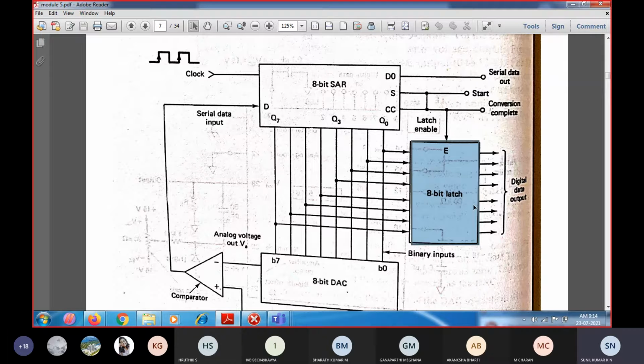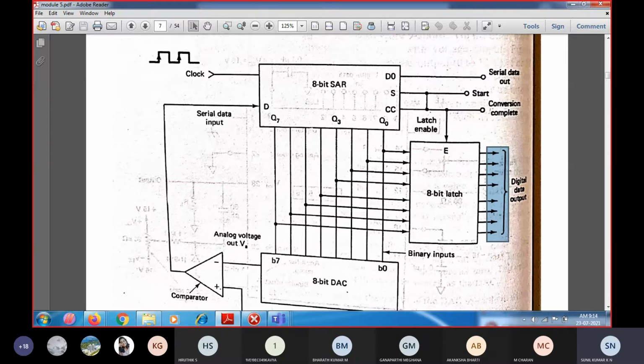Until then, the 8-bit latch will be continuously updated: as soon as you vary the Q7 to Q0 bits, the corresponding value will also be uploaded in the 8-bit latch. But whenever the enable pin is activated, which happens only when the conversion signal is completed, this enables the 8-bit latch, and at that point all the 8 bits will be available at the output of the 8-bit latch.